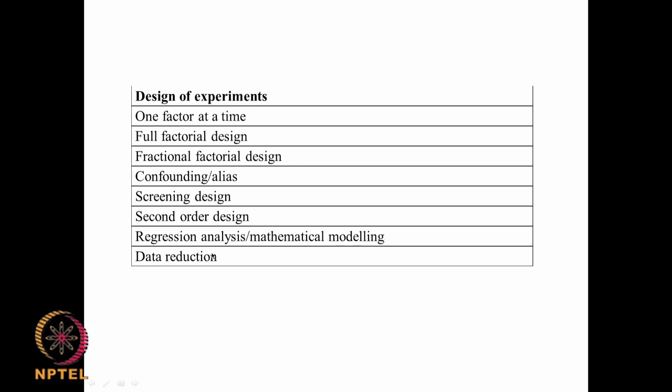Once you collect the data from the design, you do a regression analysis, mathematical modeling, and then finally you go into data reduction. That is the second part of the course. The first part is biostatistics, the second part is design of experiments.